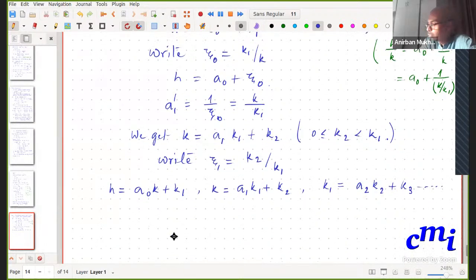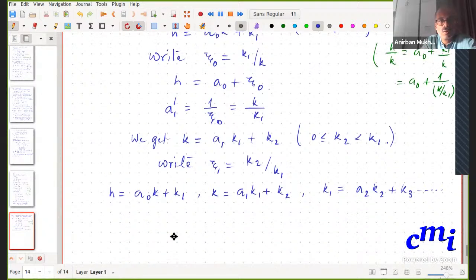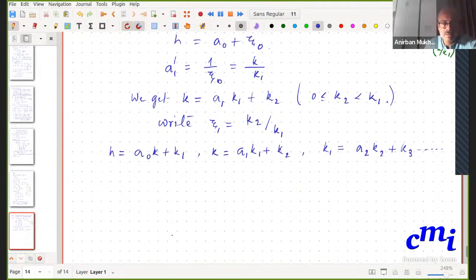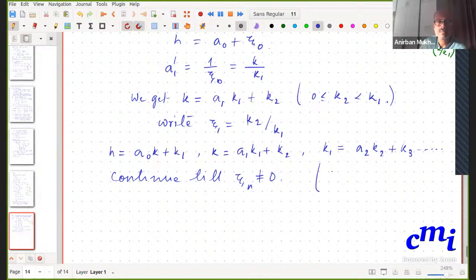So how long can we do that? As long as this chi is not 0. So this continues till chi n is 0. And chi n is defined by this. So chi n is k n plus 1 by kn, just using this same notation.